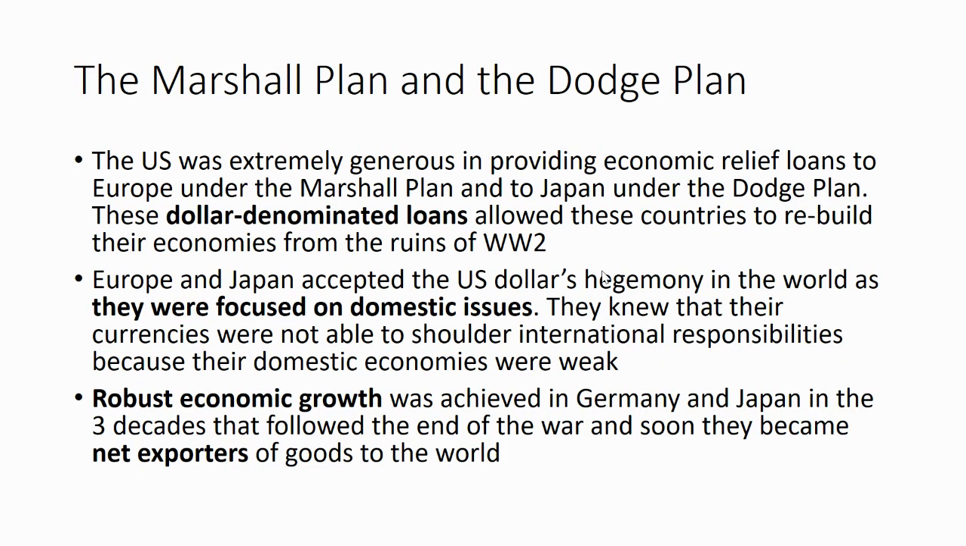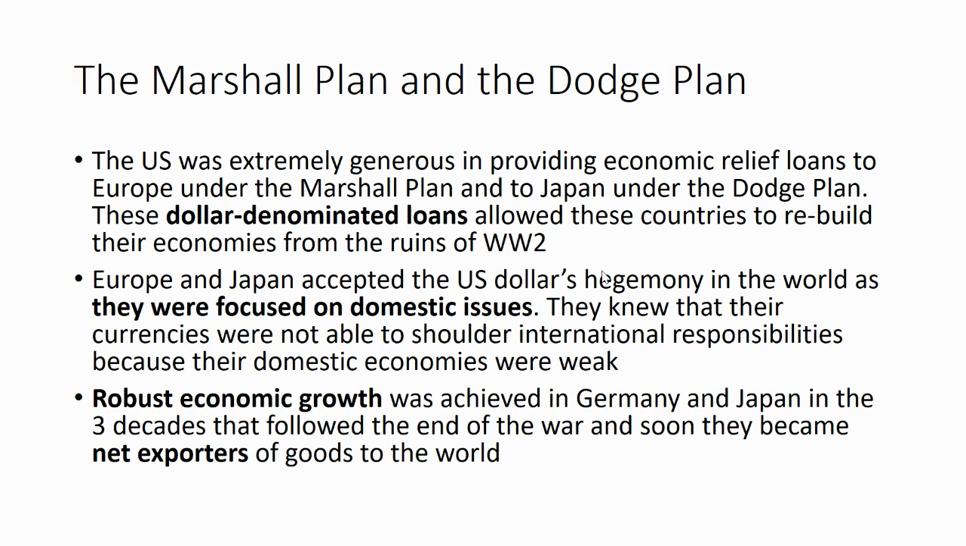The US was extremely generous after World War II. It provided economic relief loans to Europe under the Marshall Plan, named after the Secretary of State at the time, George Marshall, and to Japan under the Dodge Plan. And Dodge was an American ambassador to Japan at the time. These were dollar-denominated loans, so they were essentially loans in US dollars, the international currency at the time. The aim of these loans was to allow these countries to rebuild their economies from the ruins of the war.